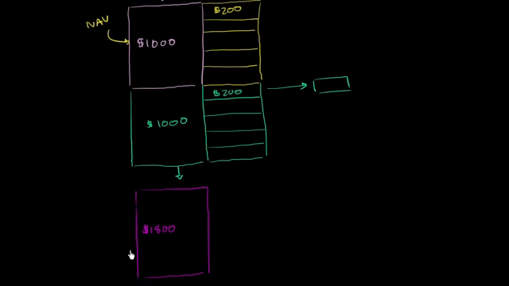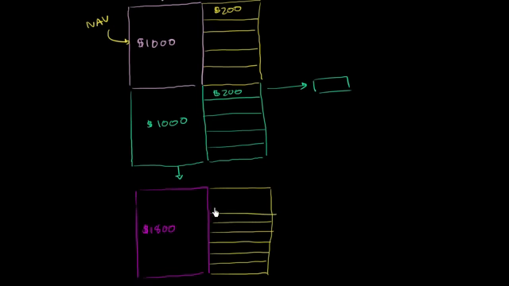So now he is at $1,800. But you still have a total of 10 shares. Let me do my best to draw the 10 shares. So I have 1, 2, 3, 4, 5, 6, 7, 8, 9, 10. These should be of equal size. And now the NAV per share is going to be 1,800 divided by 10, or $180.